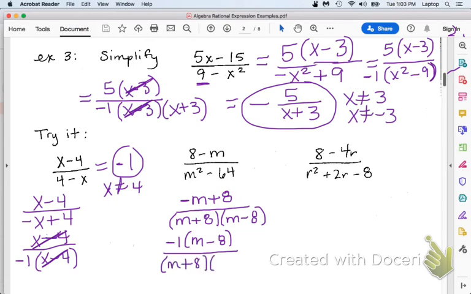Okay, and it's at this point, with the denominator factored, that I can find my excluded values. So my m minus 8 cancels. So that would give me a negative 1 over m plus 8 as the answer, or the simplified form. And I know that m cannot be equal to negative 8, and m cannot be equal to a positive 8, or I would have an undefined fraction.